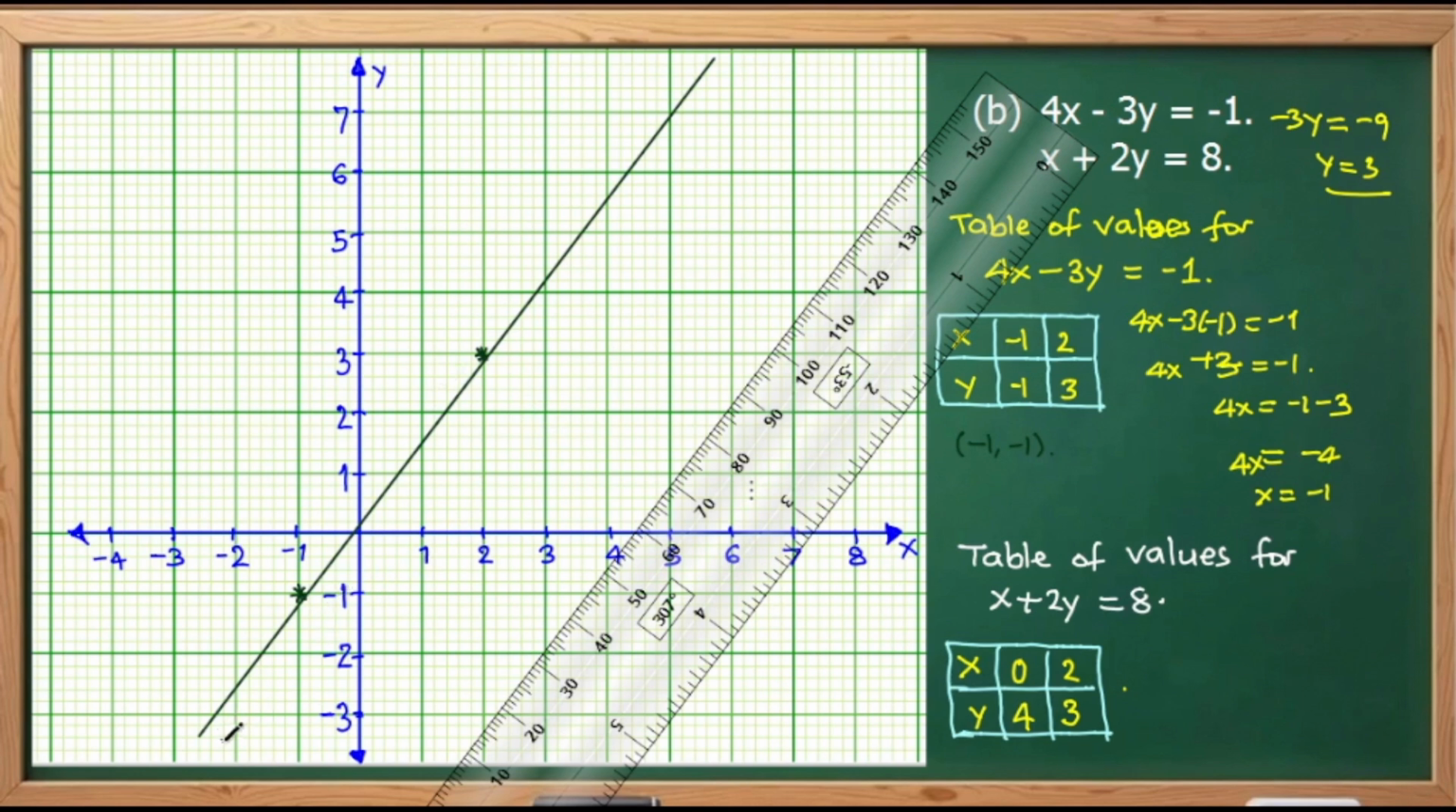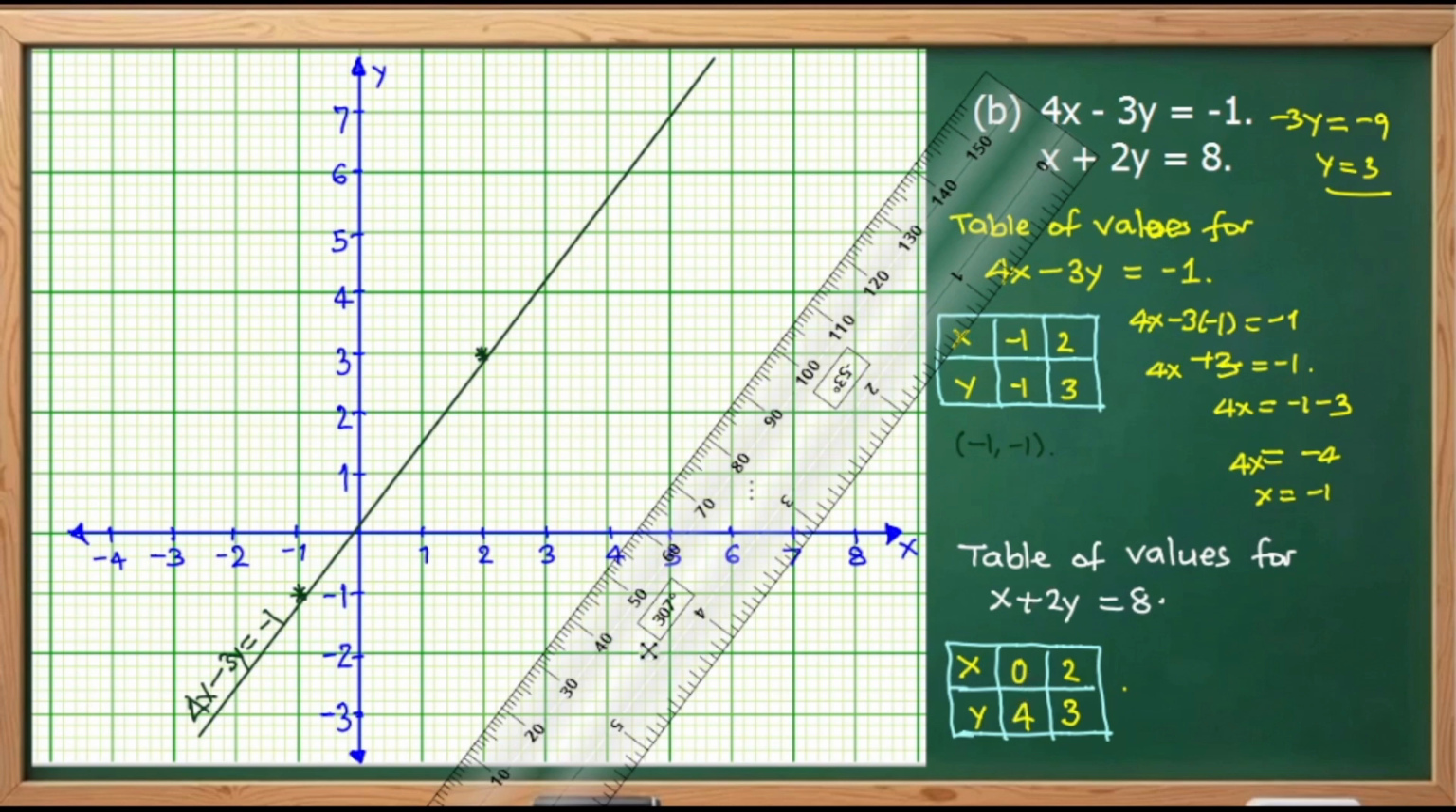Maybe we can give a name here, that is 4x minus 3y equals negative 1. Then for the next line here, you can move on and do the plotting.